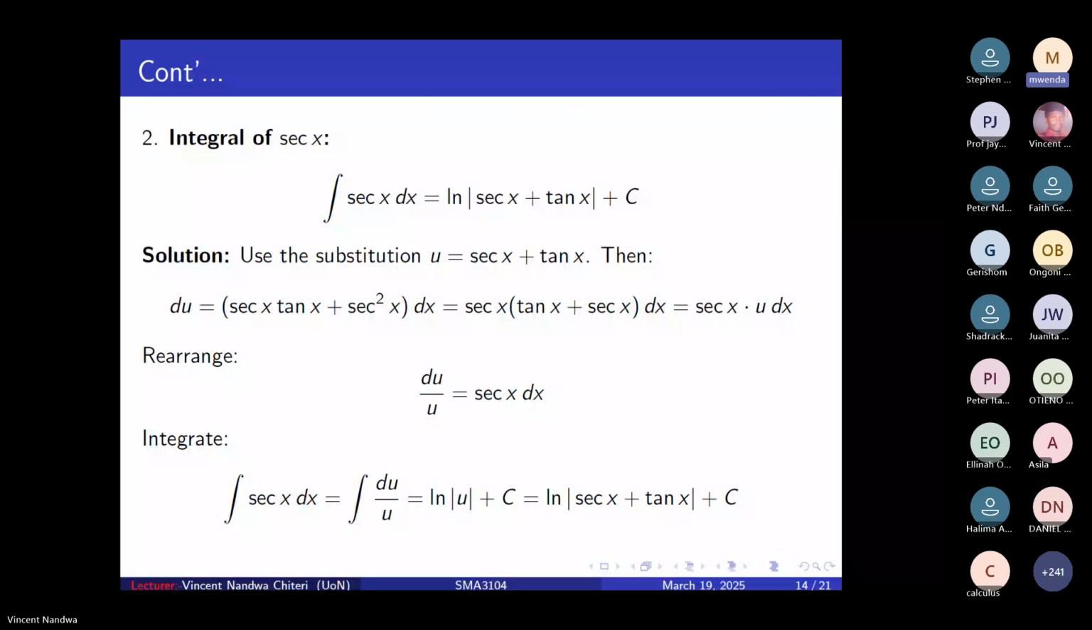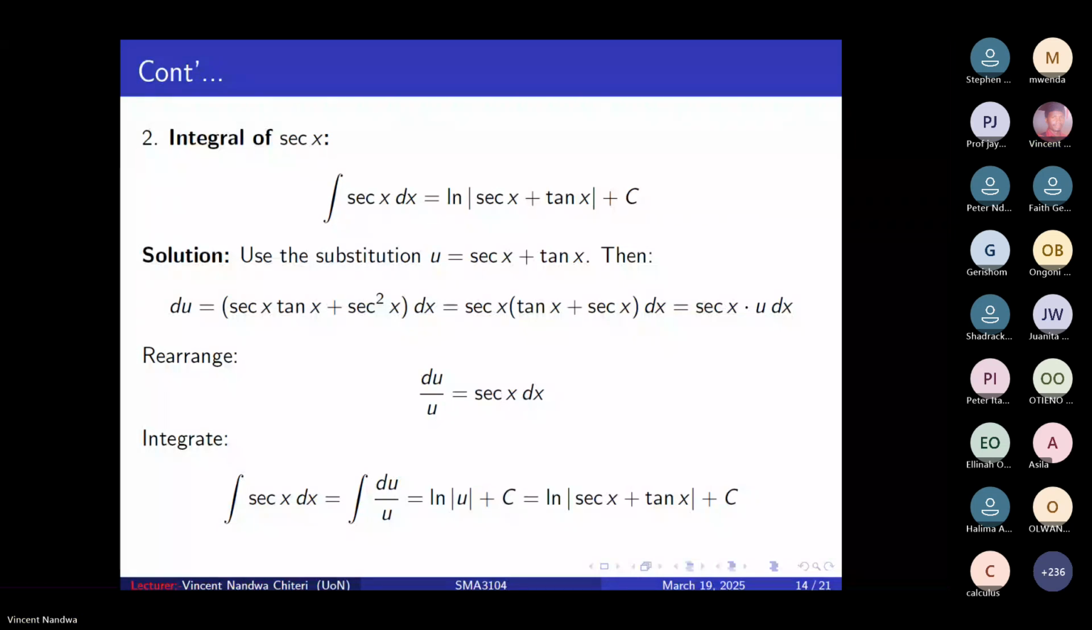I have a question. Ask. Why are you saying du is equal to sec x plus tan x? Why do I say u is equal to sec x plus tan x? Were you in class last lecture? Yes, I was. Yeah.